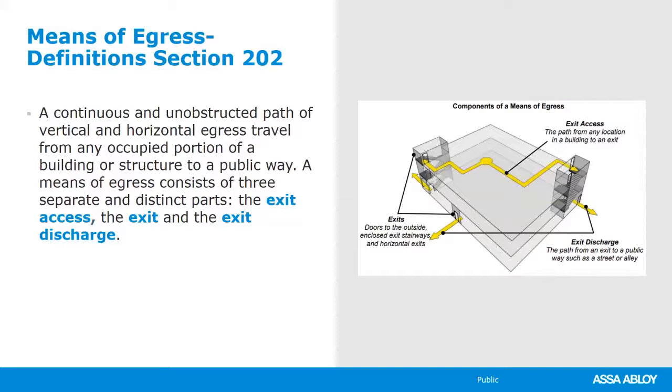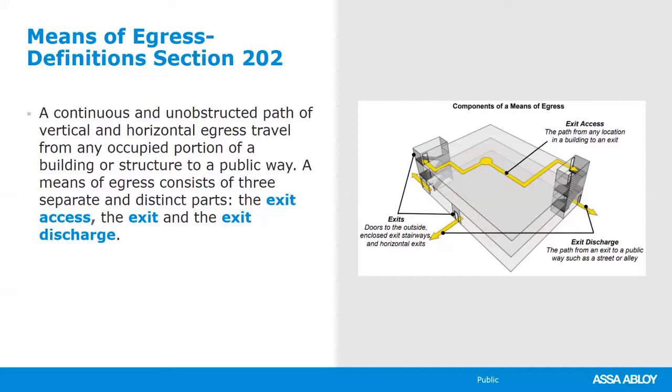For example, if we have delayed egress exit devices, you can only use one in a path of egress before entering an exit. So understanding the different components and what they're called is very important in order to specify the appropriate hardware. A means of egress is defined as a continuous, unobstructed path of both vertical and horizontal egress travel from any occupied portion of a building to a public way.